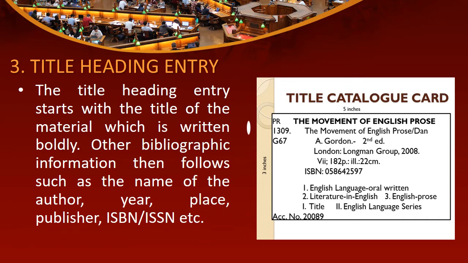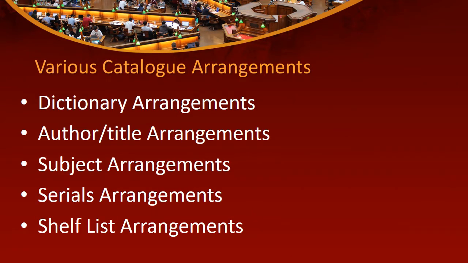Title heading entry. The title heading entry starts with the title of the materials, which is written boldly. Other bibliographic information then follows, such as name of the author, year, place of publication, as the case may be. You can see the example of this. Note that all other information remain the same except for the title of the book that changes.